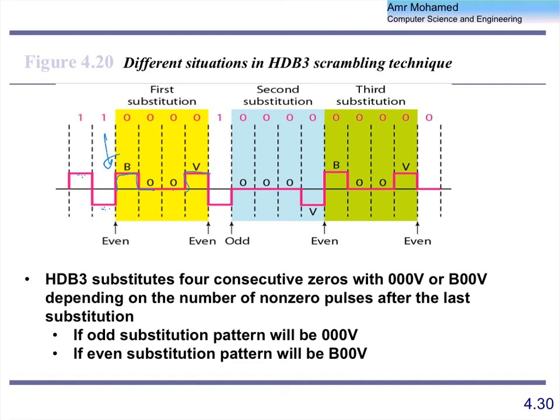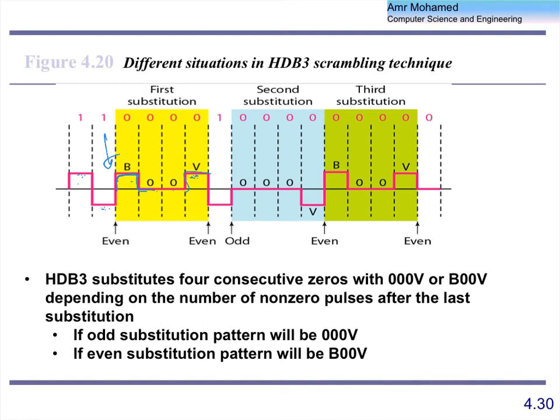So here it's a little bit tricky because the receiver has to find the V first, and then it has to go back 4 steps and map all of this to 0. So if it's even, then we start with B and then 0 0 V.